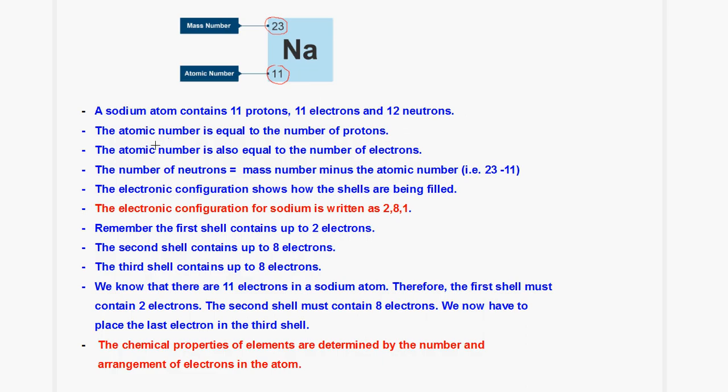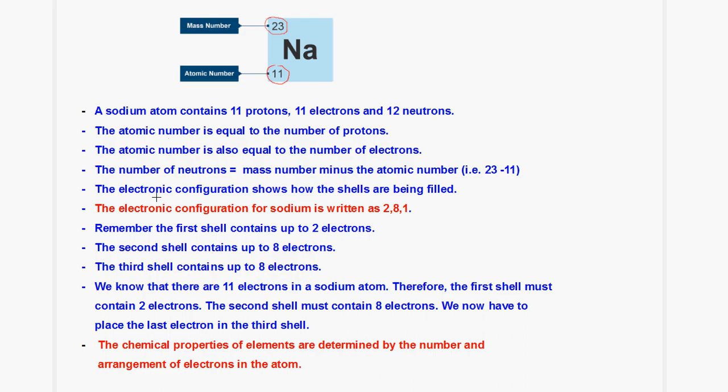Right? So, like I said, the atomic number is equal to the number of protons. The atomic number is also equal to the number of electrons. And the number of neutrons is equal to the mass number minus the atomic number. In this case, it was 23 minus 11, and we got 12.